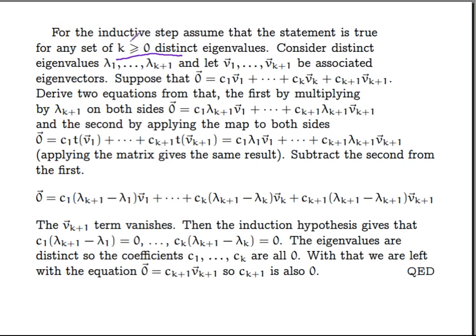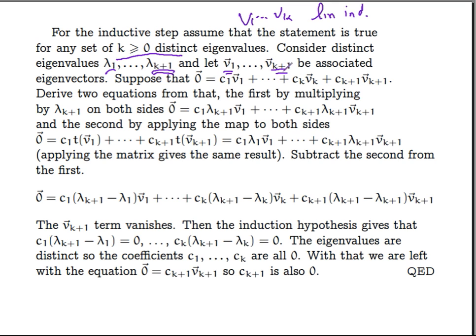Okay, so if we add one more vector with a different eigenvalue, we now have eigenvalues lambda 1 through lambda k plus 1 because we've added another vector. And our eigenvectors are v1 through v k plus 1. Now let's suppose that these vectors are linearly dependent, rather. Let's suppose that once you add this new eigenvector, you get a linear dependence relation. And we'll write that linear dependence relation here.